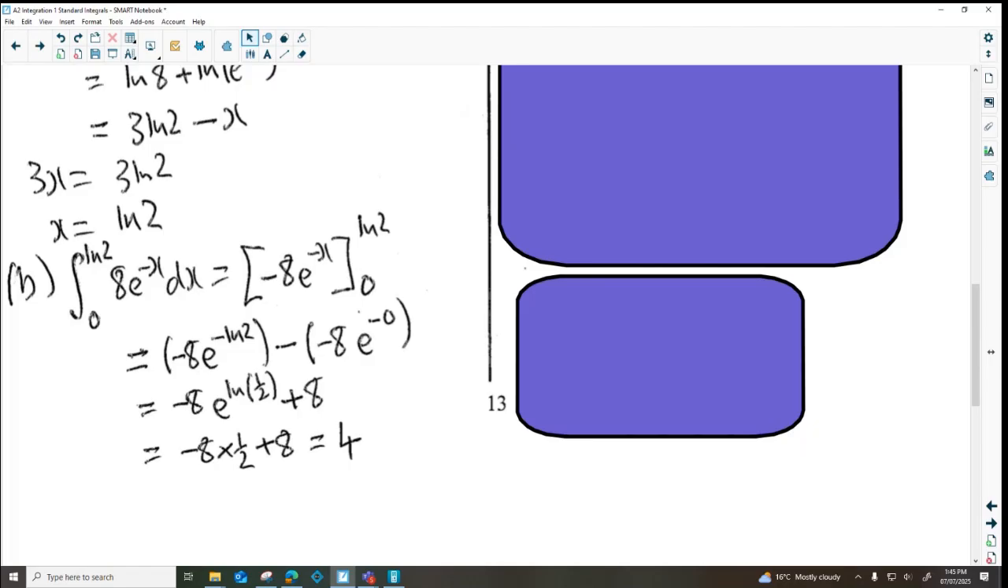Because it is a show-that question, a little bit of laws of logs is needed to simplify this first term. So 8e to the minus ln 2 is 8e to the ln of a half, taking the minus 1 inside as a power, and therefore the first term is minus 8 times a half. The second term is 8, so that area is equal to 4.